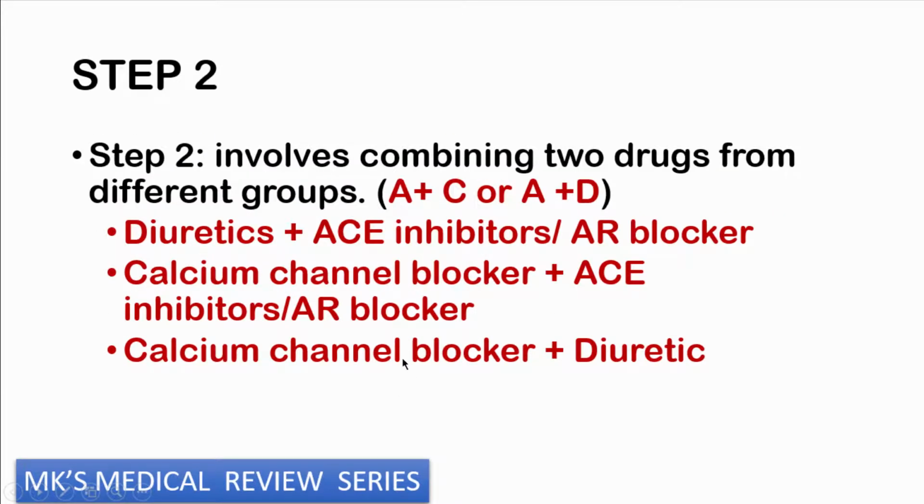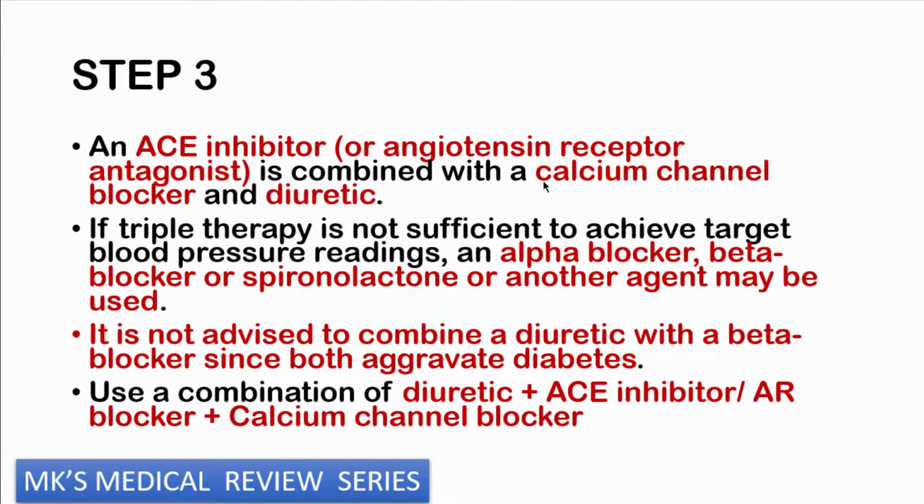Then step 2, you're going to be combining 2 drugs from different groups. So either angiotensin receptor blockers plus calcium channel blockers, or angiotensin receptor blockers plus diuretics, or calcium channel blockers plus ARBs. Then step 3 is you're going to now be combining an ACE inhibitor or an ARB with a calcium channel blocker plus a diuretic.